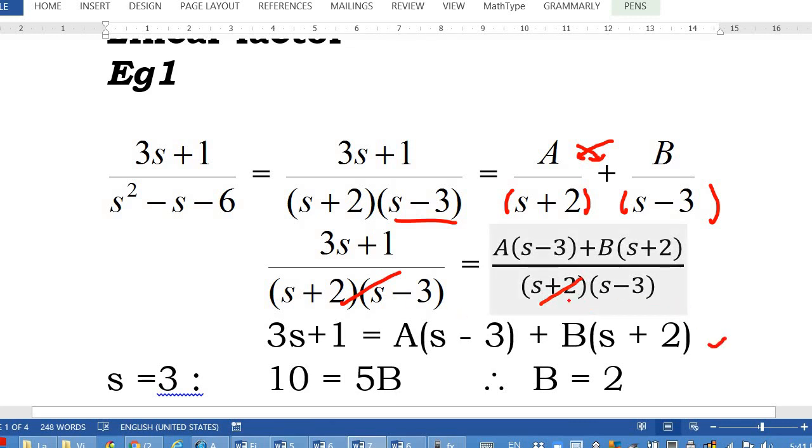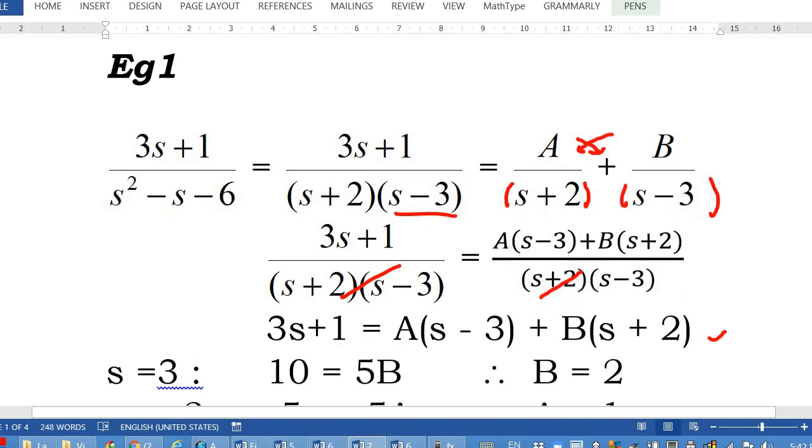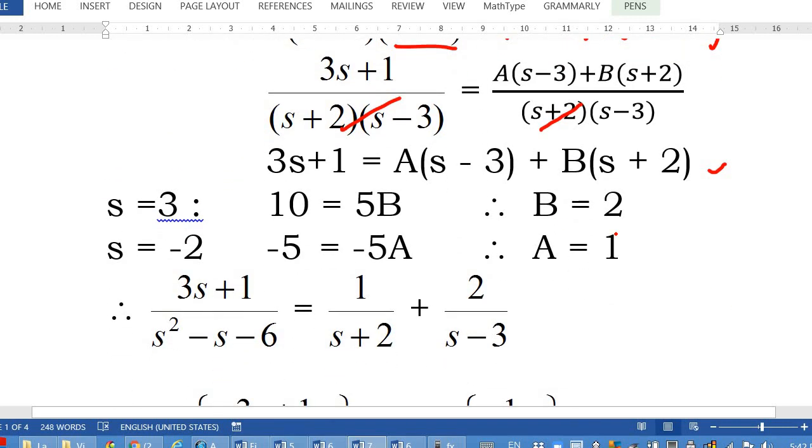Next time, you can just take 3s + 1 over (s + 2)(s − 3) and break it into two linear terms. The first linear term is s + 2, so it becomes A over (s + 2). The second is B over (s − 3). Then we can skip the cross multiplication step by just comparing the numerators. You have 3s + 1, the A term you multiply with (s − 3), and B with (s + 2). Then we compare the left-hand side and right-hand side.